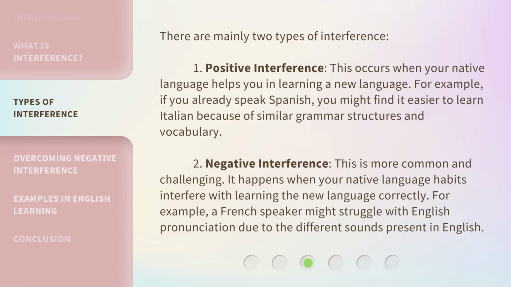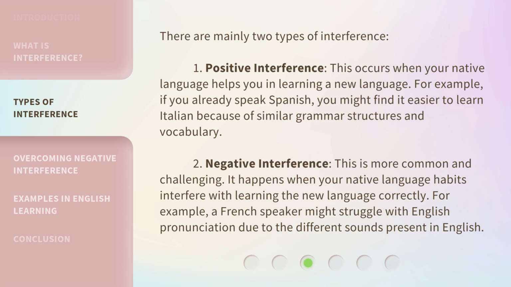There are mainly two types of interference. 1. Positive interference. This occurs when your native language helps you in learning a new language. For example, if you already speak Spanish, you might find it easier to learn Italian because of similar grammar structures and vocabulary.